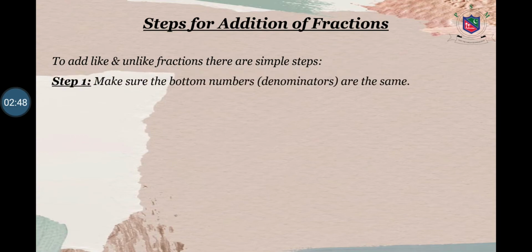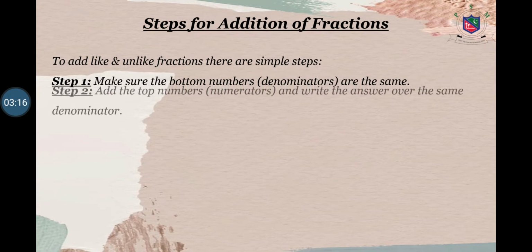In the first step, make sure the bottom numbers, meaning the denominators, are the same. As I already told you, we cannot add or subtract unlike fractions. We need to convert them into like fractions. We need to make their denominators the same, then only we can add the fractions.